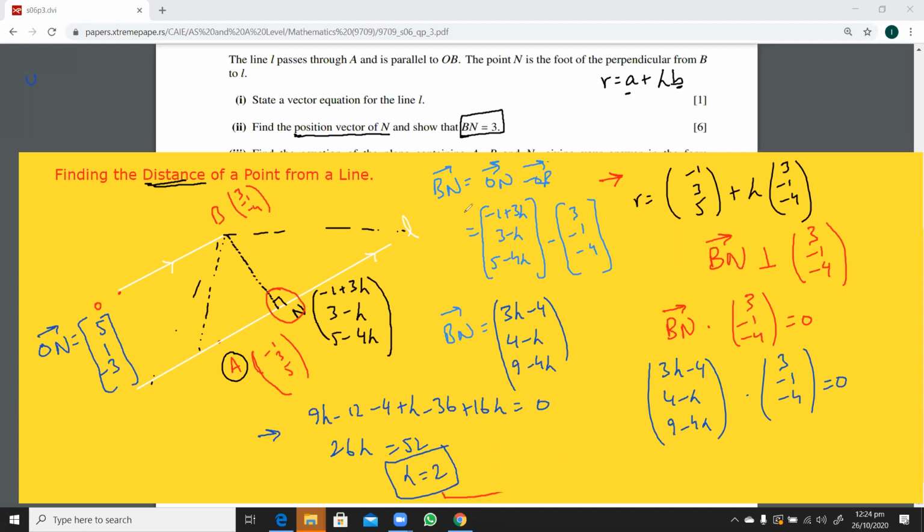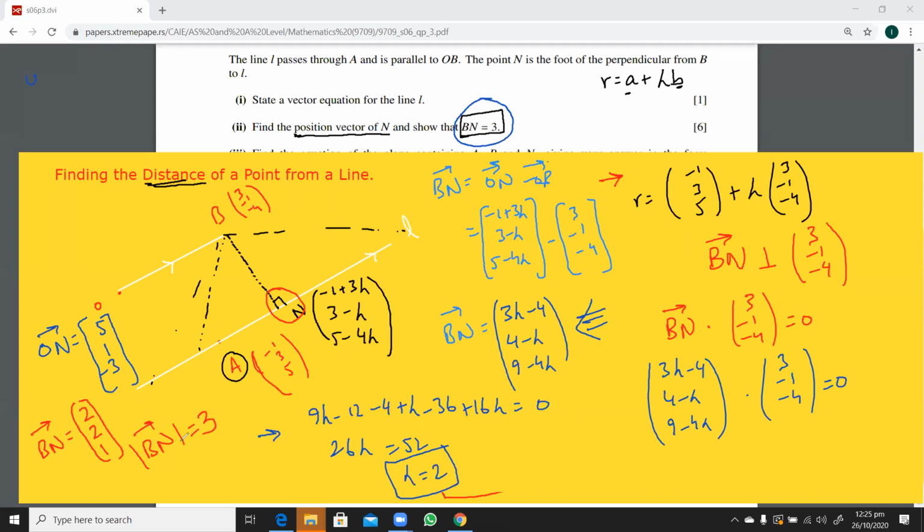Now we have to show that this BN is equal to 3. So I'll be putting the value of lambda into this BN over here, okay? So this BN, let me write it down here. This BN is going to be 6 minus 4, this is 2, 4 minus 2 is 2, and 9 minus 8 is 1. You see, this is one of those typical vectors that I told you. So the magnitude of BN is clearly equal to 3.